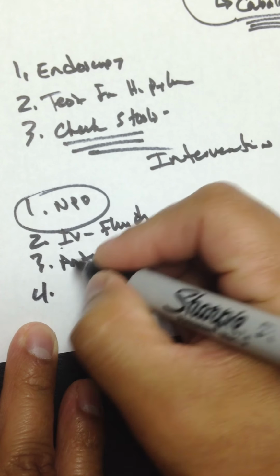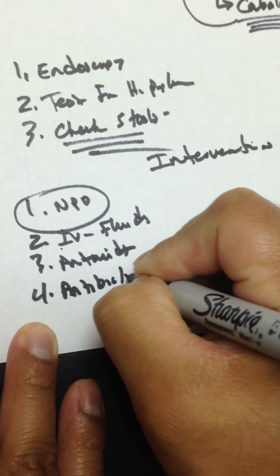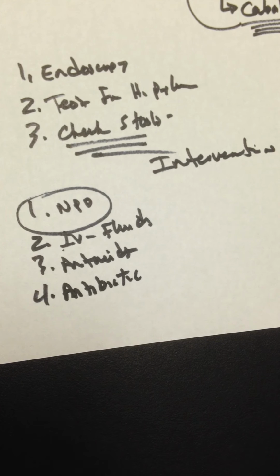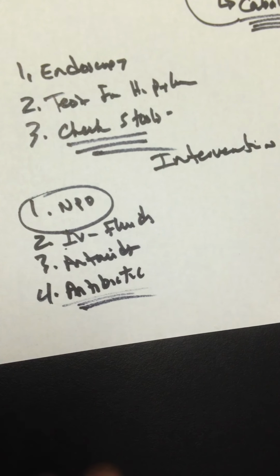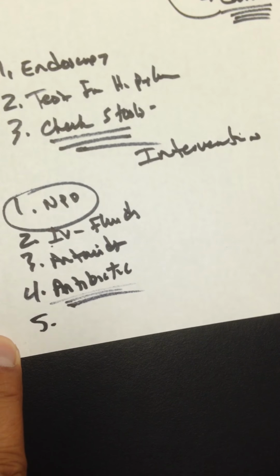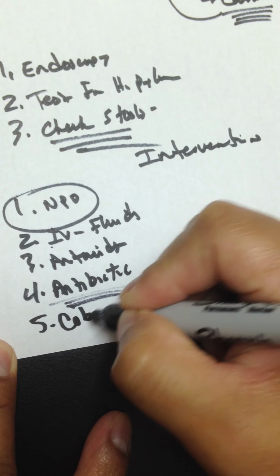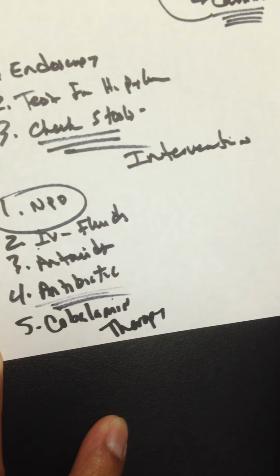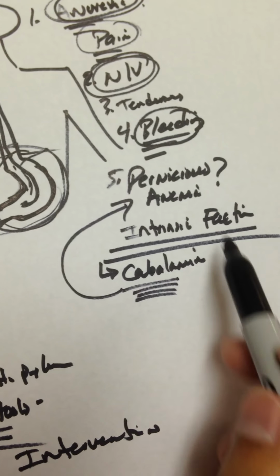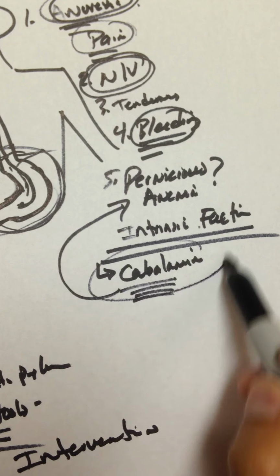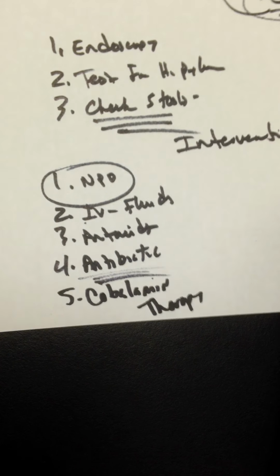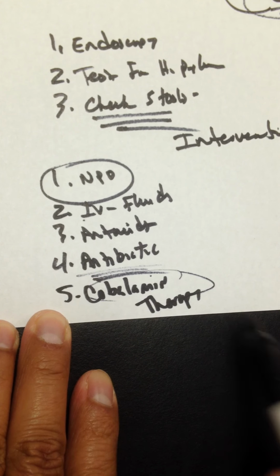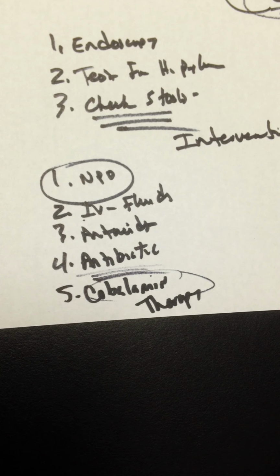Number 4, you're going to provide some type of antibiotic therapy, especially if it turns out that the patient is suffering from a H. pylori infection. Again, you're going to have them take their antibiotics as prescribed. Number 5, you're going to make sure that you inform them of their cobalamin therapy. Again, they are unable to produce intrinsic factor, therefore they will have cobalamin deficiency. So again, you will have to tell them about cobalamin therapy.